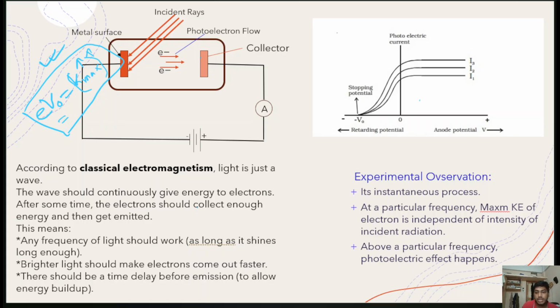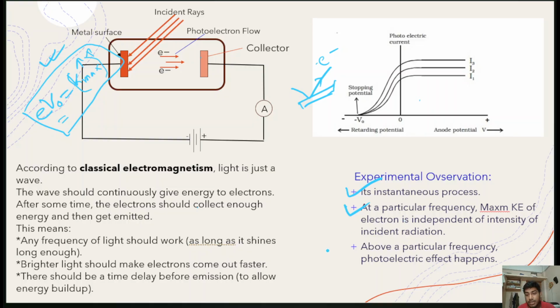There are some experimental observations about the photoelectric effect. It's an instantaneous process. There is no time gap between the incident rays falling on the metal surface and the electrons being ejected. Another one: at a particular frequency, the maximum kinetic energy of the electron is independent of the intensity of incident radiation.